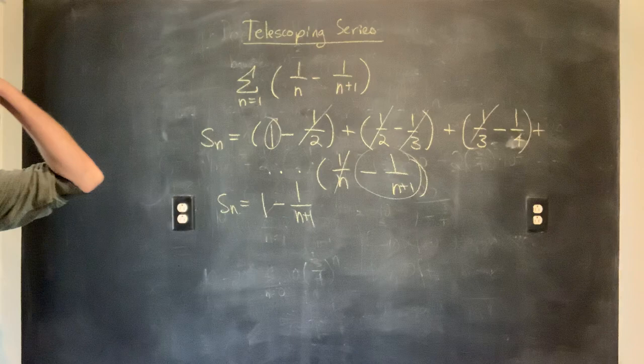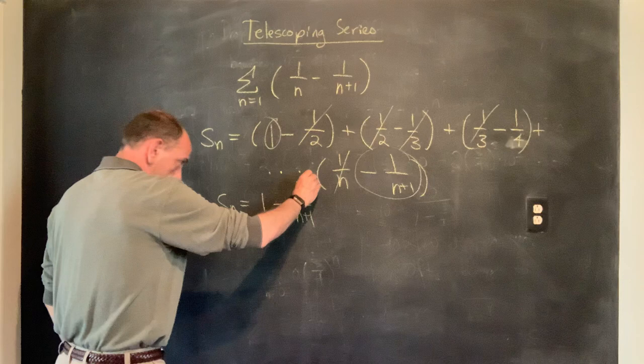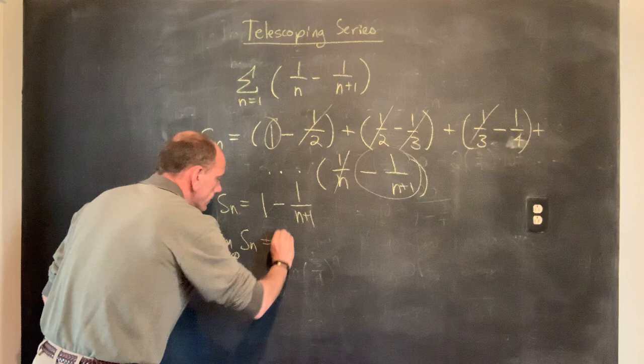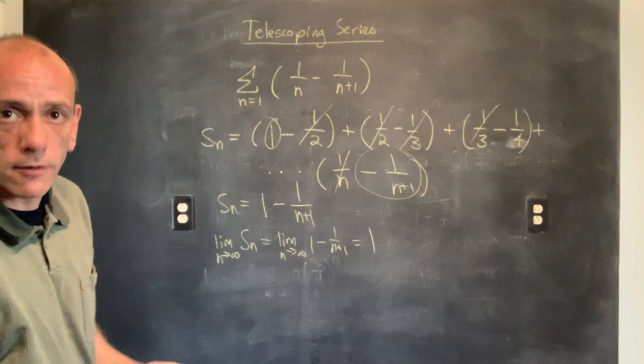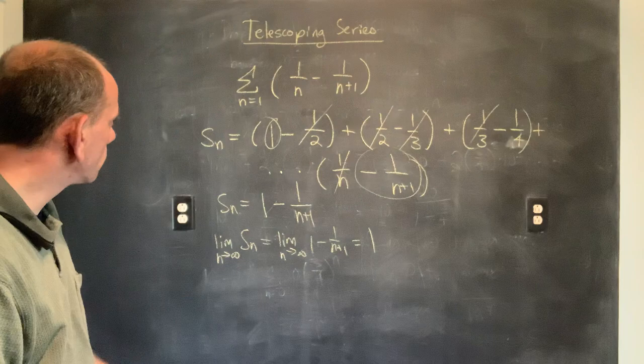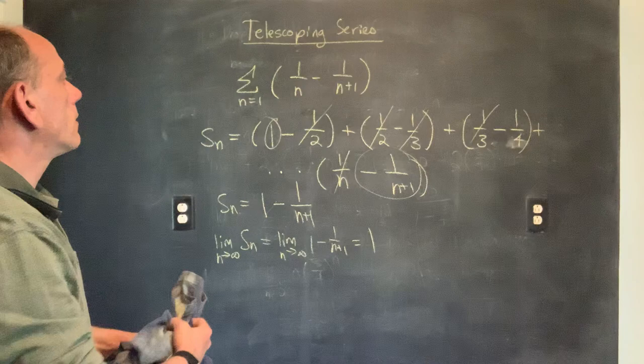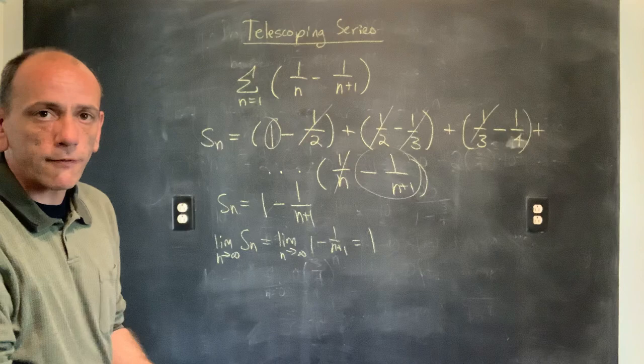Well, that's wicked easy to take the limit, right? I want to take the limit as n goes to infinity of this. This just goes to 0. So the limit as n goes to infinity of S of n is the limit as n goes to infinity of 1 minus 1 over n plus 1, which is just 1. Sweet. So there we go. This series does converge, and in fact, it converges to 1. Nice. So that's a telescoping series. As I said, very often this sort of thing will occur when you do a parfrac on a rational function.